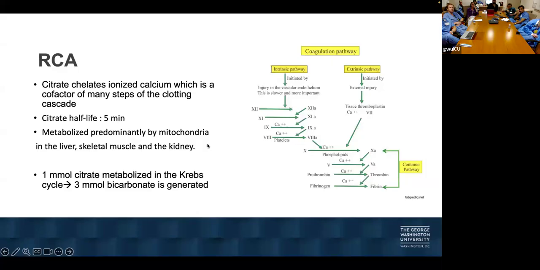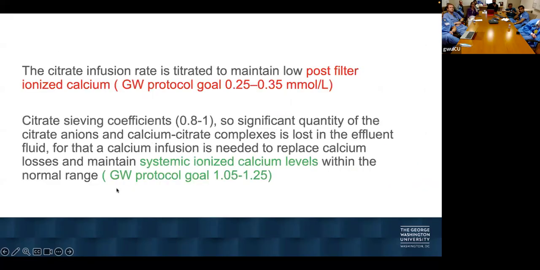The half-life is about 5 minutes, predominantly metabolized by mitochondria in the liver, muscles, and the kidney. For every 1 millimole of citrate, we get 3 millimoles of bicarbonate generated. The post-filter ionized calcium goal should be between 0.25 and 0.35. To maintain calcium in the blood, the goal of systemic ionized calcium is between 1.05 and 1.25, so we are running calcium replacement as we do that.